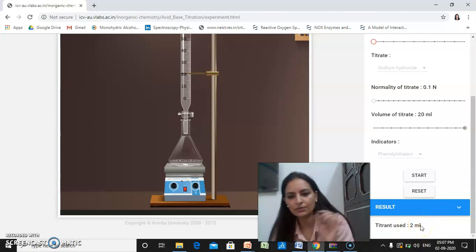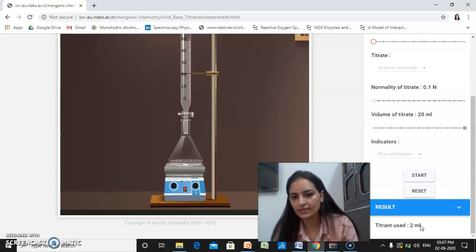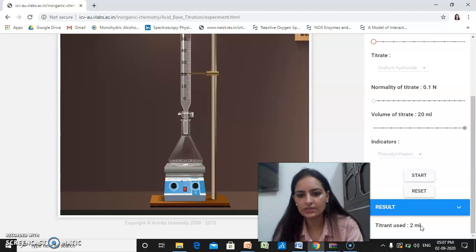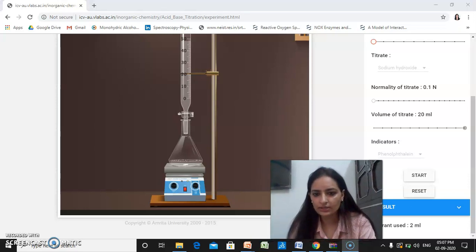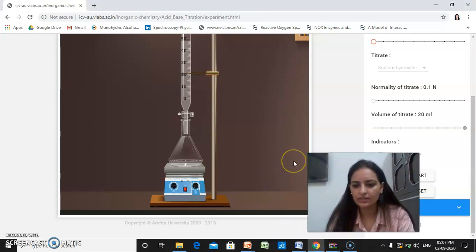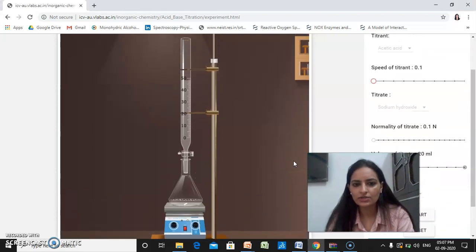Now you have to put down these readings, as I have already told you before, into the normality equations and the calculations for strength and all. You need to put these values in those calculations and calculate the acetic acid content in your original vinegar. So this was all about your acid base titration, that will help you to determine acetic acid content in your vinegar sample.